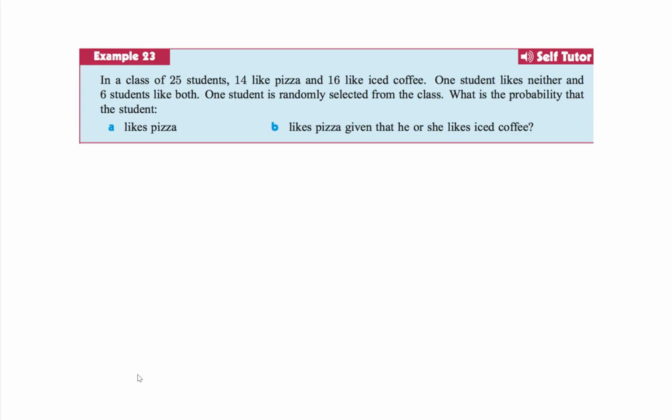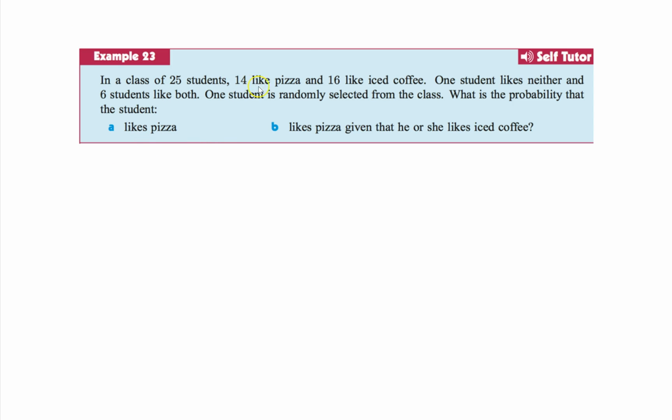So let's do another basic example. In a class of 25 students, 14 like pizza, 16 like iced coffee. One student likes neither, and 6 students like both. How can you not like pizza? Okay, whatever. One student is randomly selected from the class. What is the probability that the student likes pizza? Unless you're that freak. So let's make a Venn diagram.